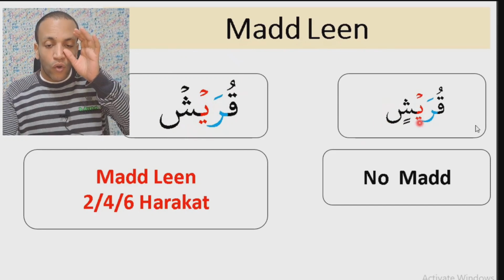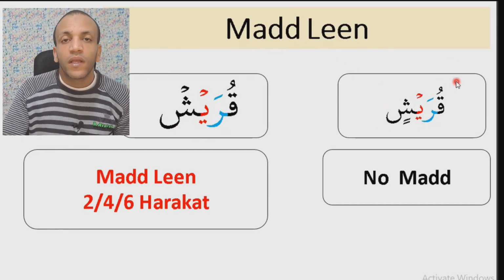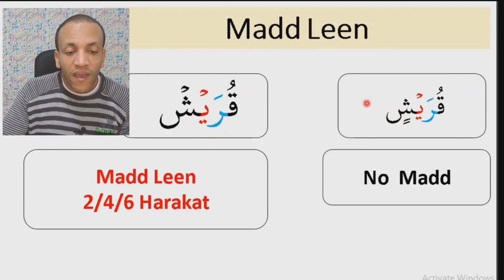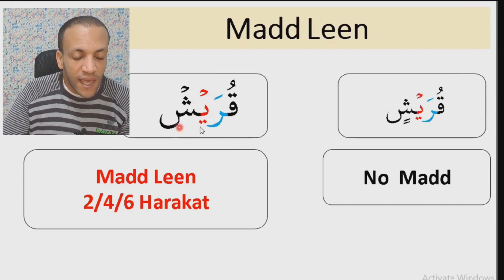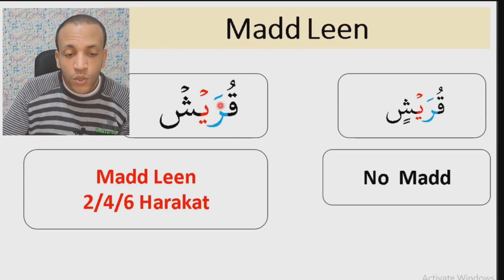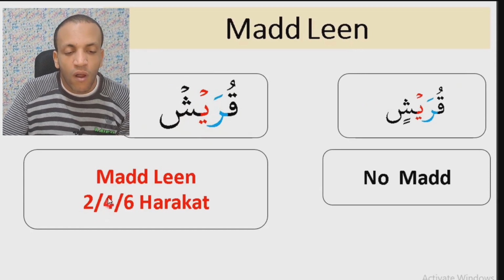So reading the word on your right has no Madd and can be read like Quraishin. But on your left, when you stop after or you pause after, you can prolong 2 or 4 or 6 harakat, the letter of Leen. So you can say with 2 harakat, Quraish. With 4 harakat, Quraish. With 6 harakat, Quraish. And you have the choice. It's up to you how many harakat you will prolong, but I recommend you 4 harakat.